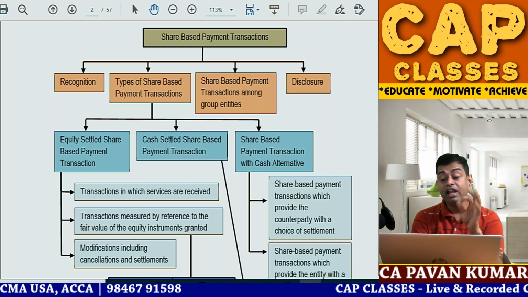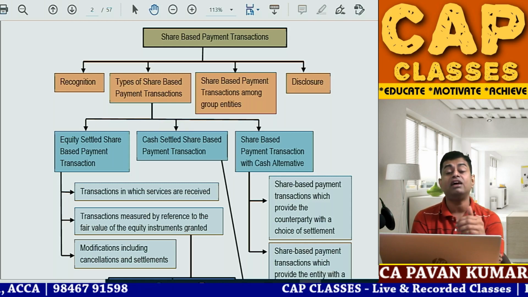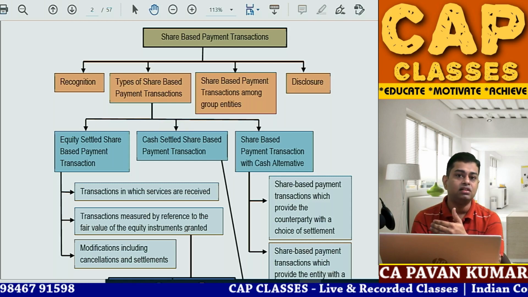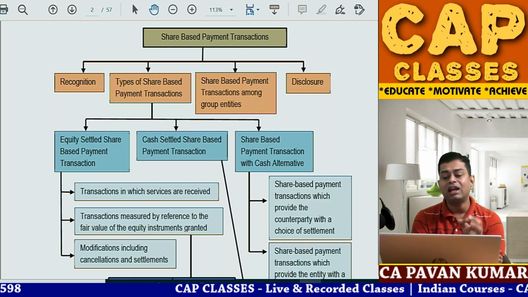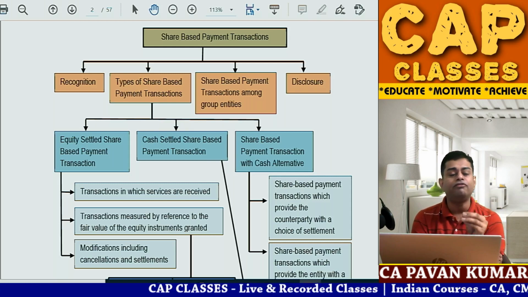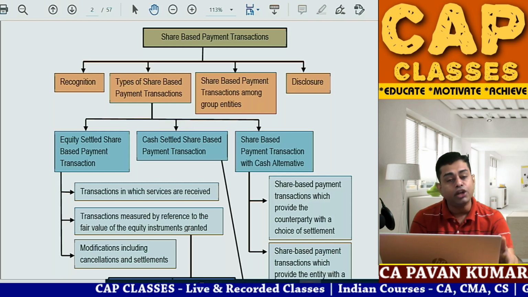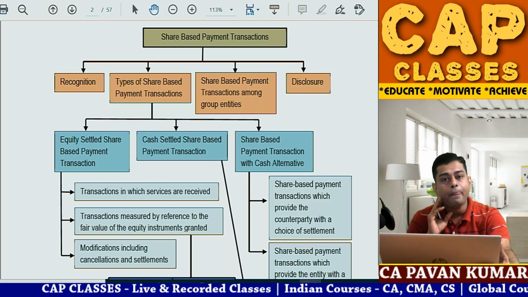Through my examples, by this time you might have understood that whether it is Google, whether it is a public sector enterprise, or whether it is a startup, employee share-based payment is a common phenomenon, and it will be like this forever, till the business continues. It was, it is, and it will be the buzz.